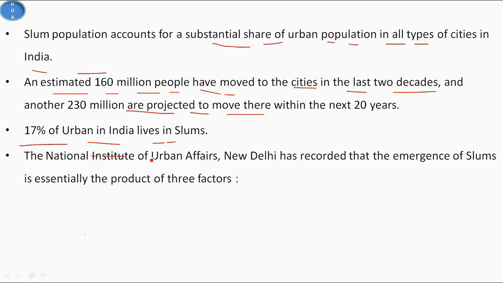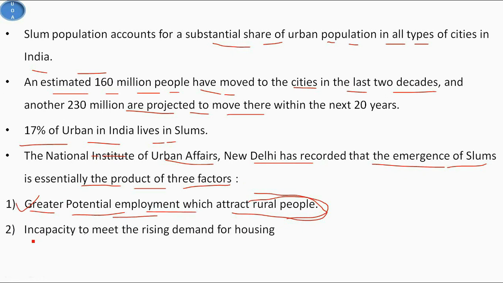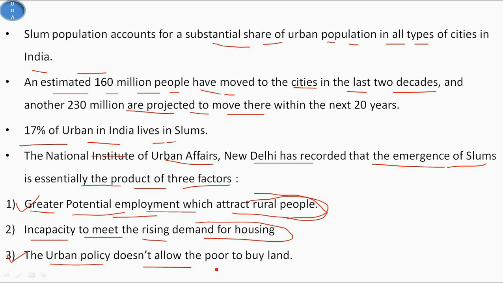Then the National Institute of Urban Affairs, New Delhi, has recorded that the emergence of slums is essentially the product of 3 factors. The first factor is the greater potential employment which attracts rural people. That's why rural people migrate to the urban areas. Then there is the incapacity to meet the rising demand for housing. As you know, in urban areas there is not that much capacity for housing. That's why slums develop on the periphery of urban areas. And the third one is the urban policy which does not allow the poor to buy land.